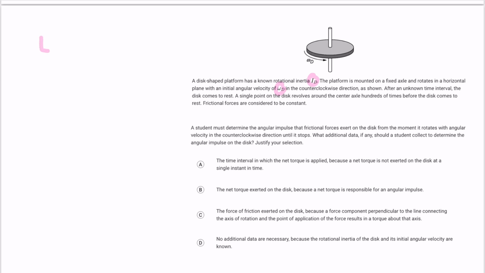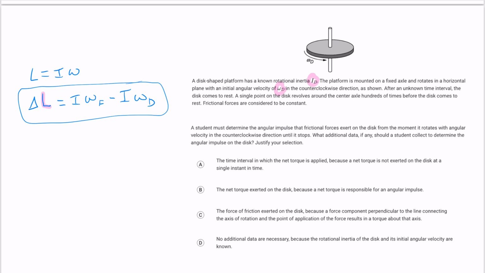Well, impulse, let me use my pen. Impulse is just a change in momentum. And we can define change in momentum as, well, if momentum itself is just moment of inertia times angular velocity, then we can say that impulse or change in momentum is equal to moment of inertia times final angular velocity minus moment of inertia times initial angular velocity, which we're saying is omega sub d. So this could be an expression or an equation for the impulse or the change in angular momentum.